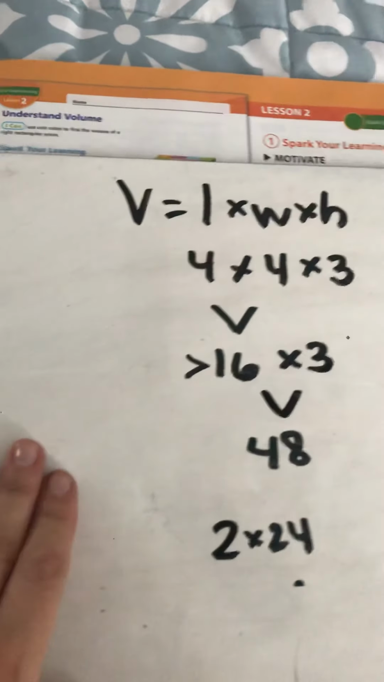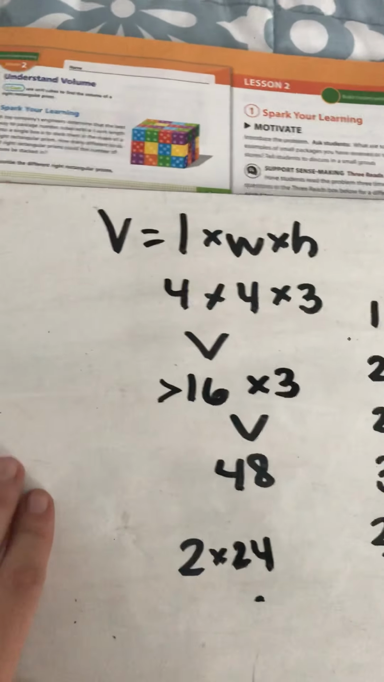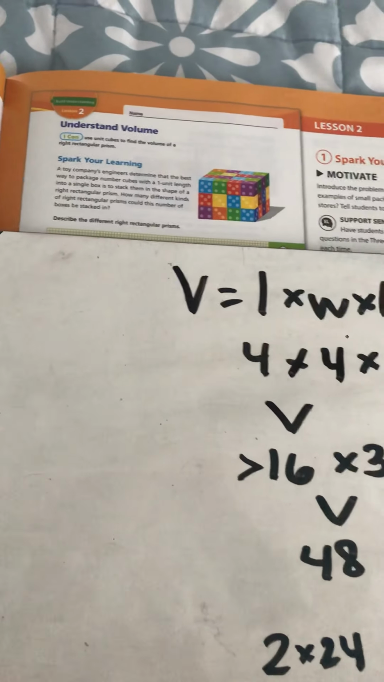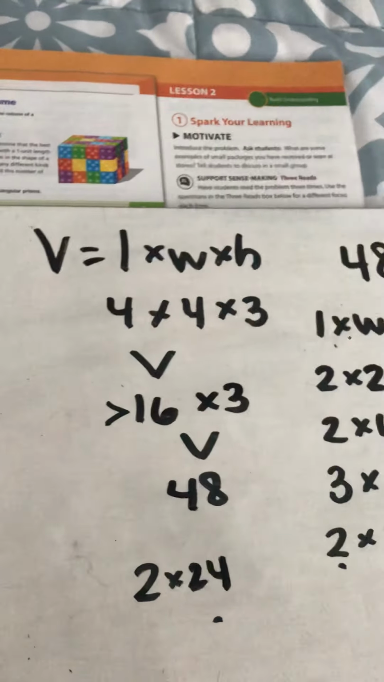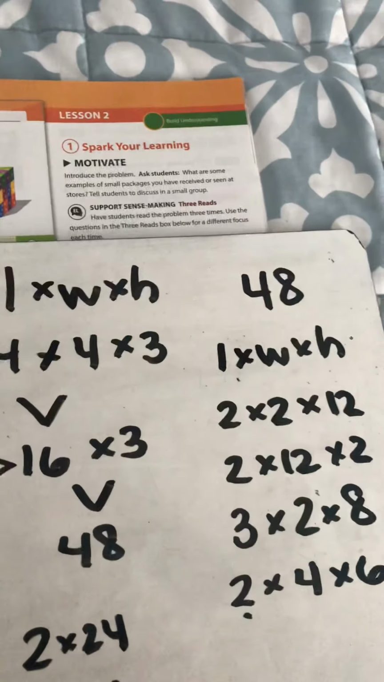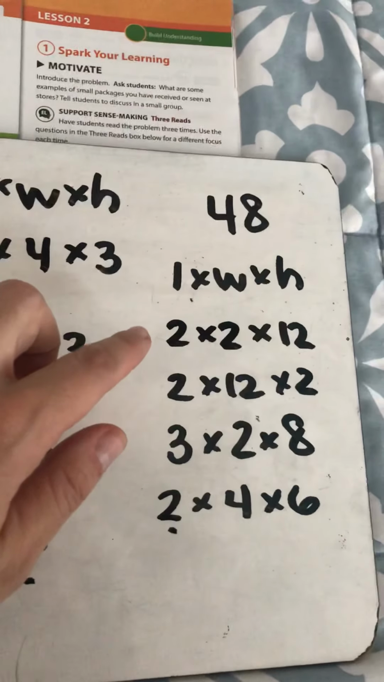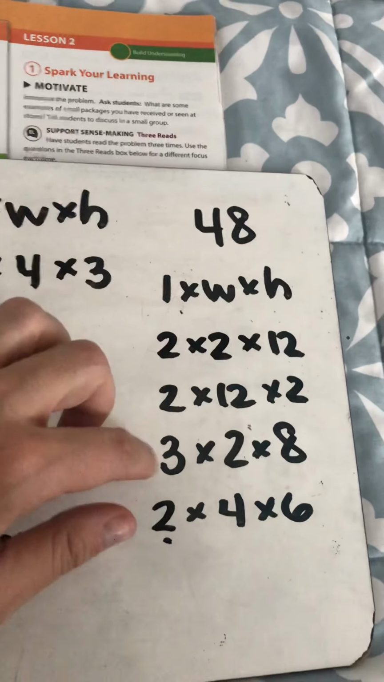Okay, I hope this helps for today's lesson. Remember that volume equals length times width times height. We found the volume of this rectangular prism, and it was 48. And then it asked us to come up with different ways that these boxes could be stacked. And we came up with, I mean, these are pretty similar, but 1, 2, 3 different ways.